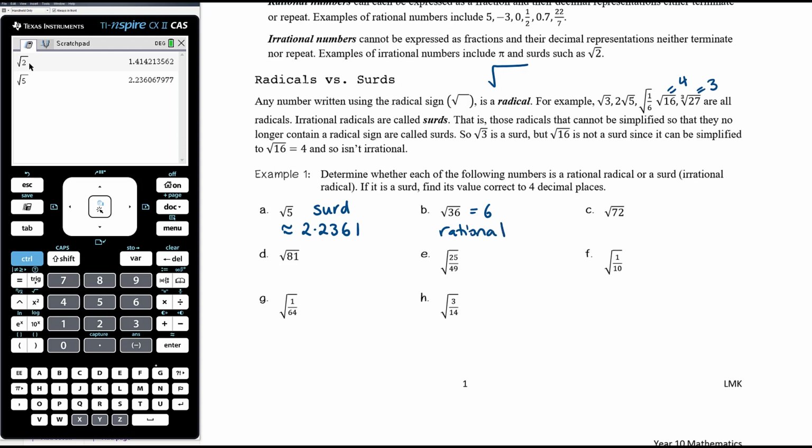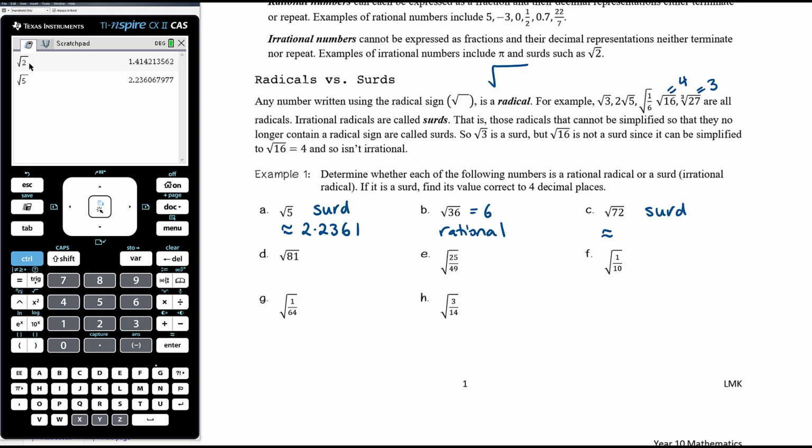Root 72 can be simplified. We'll talk more about simplifying down the track, but it's not the square root of something squared that equals 72, and so therefore it's going to have to be an irrational radical, or a surd. And so we can approximate its decimal.